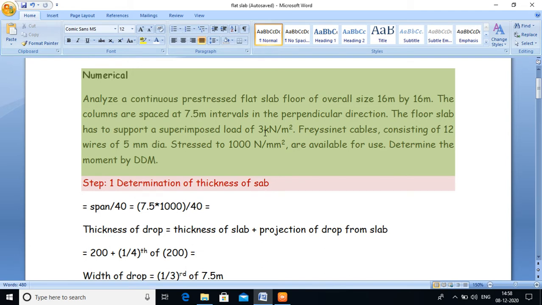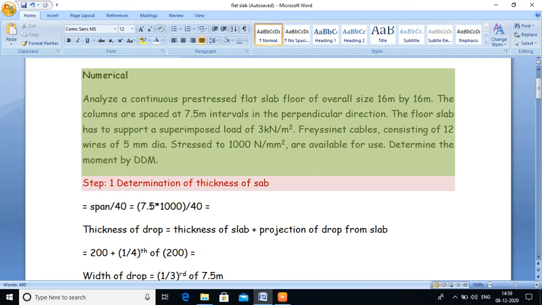So the very first step in this is the determination of thickness of slab, because only the size of the slab is given and the column to column distance is given. So first of all we need to find out the proportionate dimensions of the flat slab. In this regard step 1 is the determination of thickness of slab, thickness of flat slab.